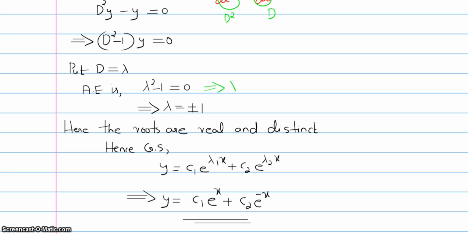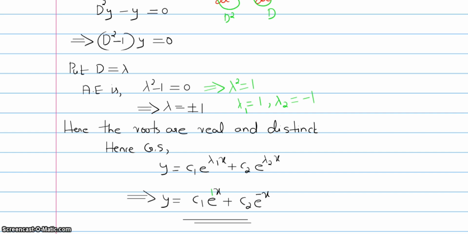It means lambda square equal to 1. Taking roots, we will get lambda 1 equal to 1 and lambda 2 equal to minus 1. Both are real roots and they are distinct. So the general solution format is c1 e raised to lambda 1 x plus c2 e raised to lambda 2 x. So replace lambda 1 by 1 and lambda 2 by minus 1. We will get this as the solution for the given differential equation.